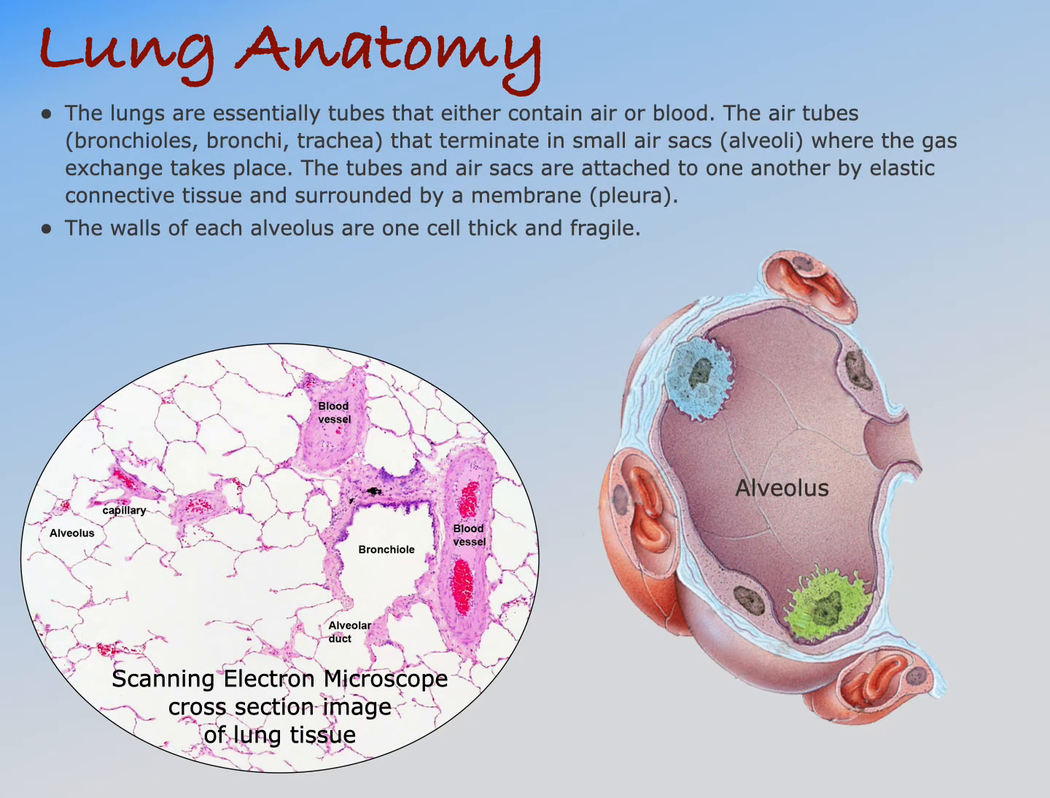Let's take a closer look at an individual alveolus. Here's that alveolar duct. And you can look on the cross-section, you can see it there. Out of the bronchiole, a very small air tube, are numerous alveolar ducts. And the alveolar ducts all go into different alveoli.